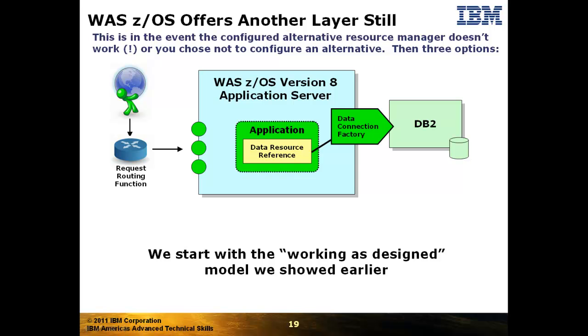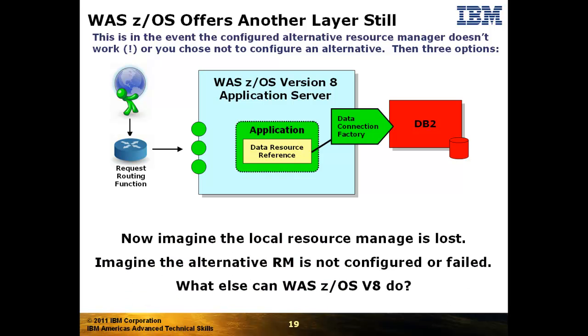What we showed on the previous chart was function common to WAS version 8 on all platforms. Let's now take a look at how WAS z/OS version 8 takes this one step further by exploiting specific z/OS functions. We start with the same working as designed picture from earlier. Now, imagine that the alternative DB2 is not there, or you've chosen not to employ that option. What else can you do?